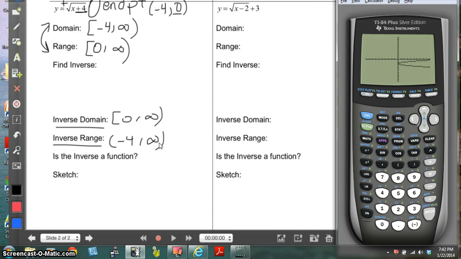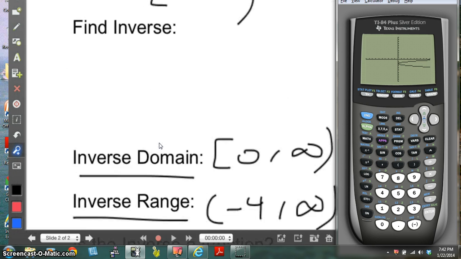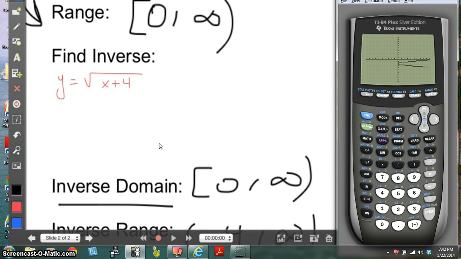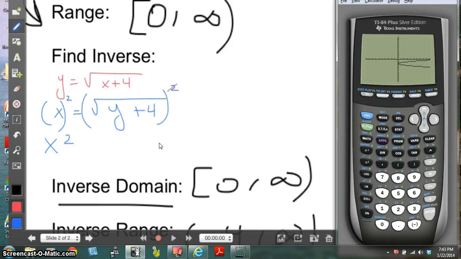Now let's work on finding the inverse. Let me write now the question. So y is equal to square root of x plus 4. Now every time you want to find the inverse, you would just switch the x and the y. So x is equal to square root of y plus 4. Now how can you get rid of the radical? You get rid of the radical by squaring both sides. Now this is going to be x squared. The square and the square root will cancel out, so you're going to only be left with the y plus 4. See? It's simple. Just take it one step at a time.